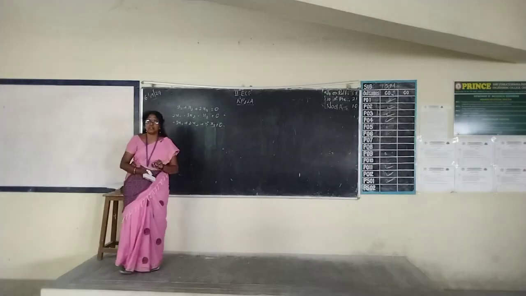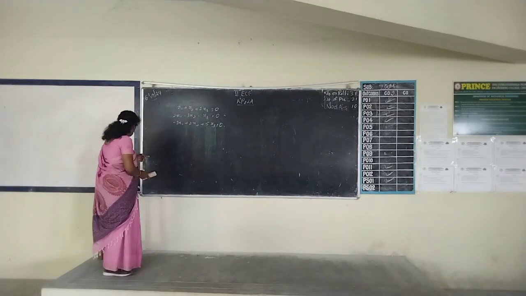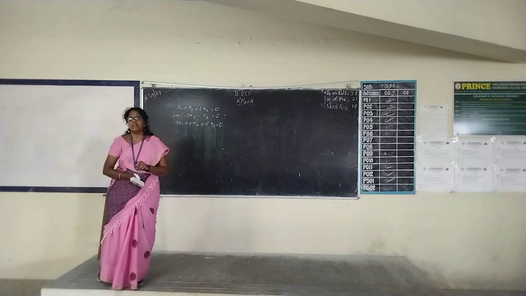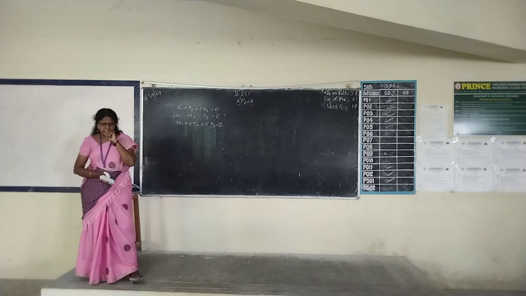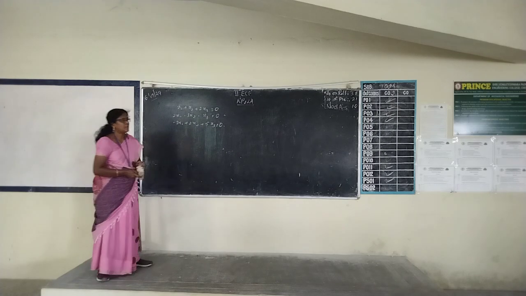So let's start the solution. The system of equations is equivalent to Ax equal to 0. You should write equivalent, not equal. What is matrix A now? The coefficients of the variables.